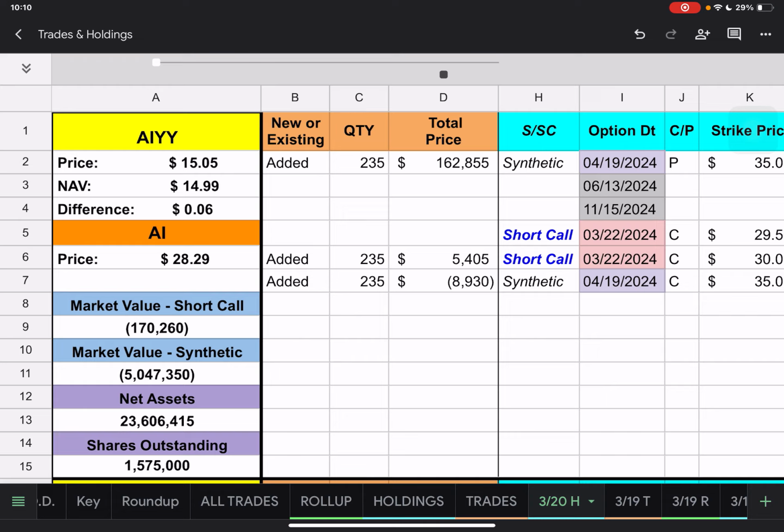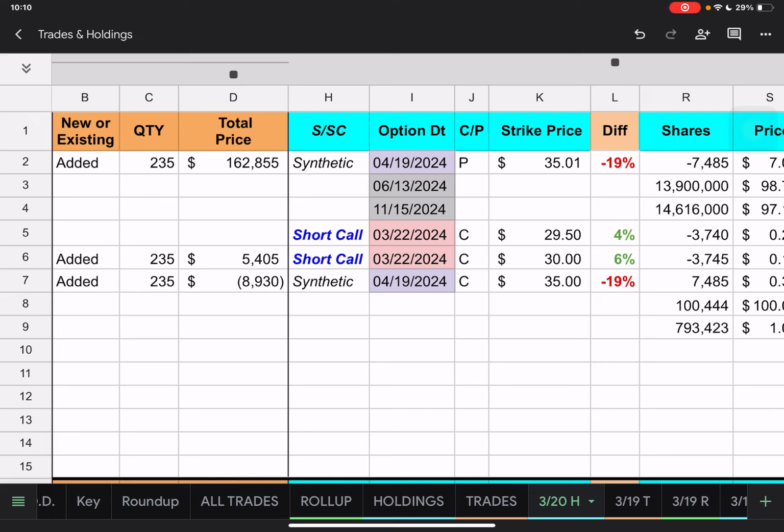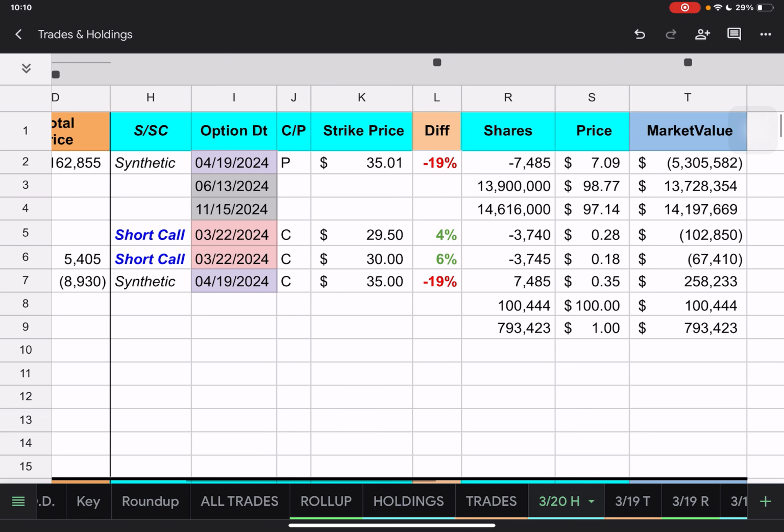So we have AIYY that closed at 15.05 and AI closed at 28.29. As you see, we had some trades for AIYY today. They added 235 contracts to the synthetic position and to the short call. Those were added to the short call with a strike price of $30. Both short calls will expire Friday. You see we have $29.50 and $30, and we are below the strike prices for those by 4% and 6%. And just to point out, the synthetic position strike price is $35 and we are below that by 19%.